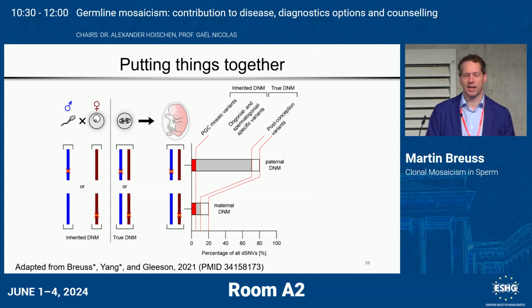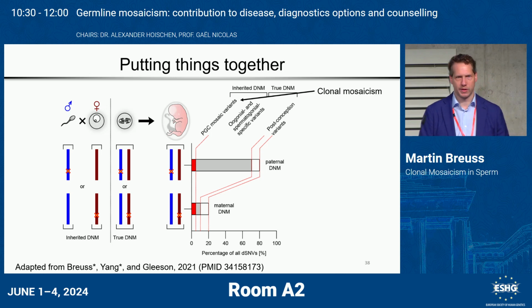What we can do is look at the paternal haplotype here in blue and the maternal haplotype here in red. So putting all of these data that Anne mentioned before together, we can think about having 80% of de novo mutations being in the paternal haplotype, around 20% being in the maternal haplotype. You can see here these post-conception variants, which will be the same between the two haplotypes. We have oogonial and spermatogonial specific variants, which are unique to both types of inheritance. And then we have the PGC mosaic variants, so in the primordial germ cells. And these are really the clonal mosaic variants.